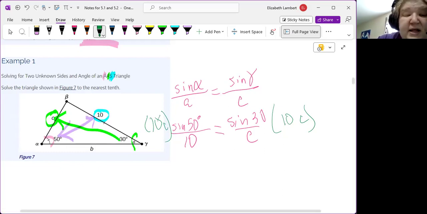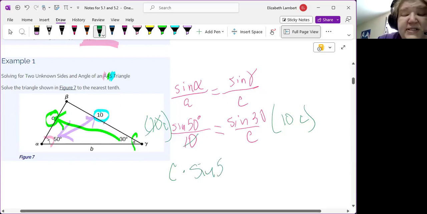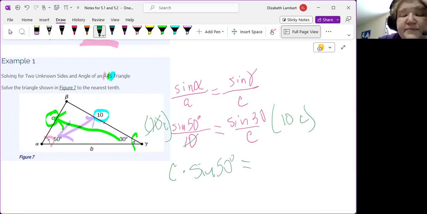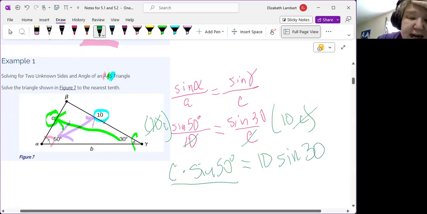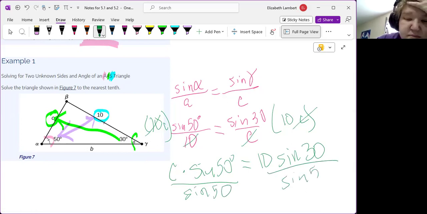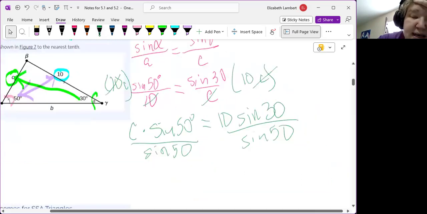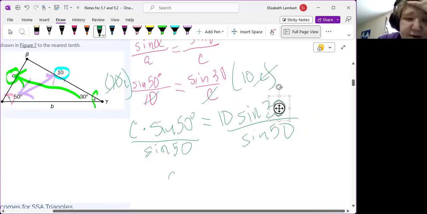And over here on the left, the 10s cancel. So I have c times the sine of 50, which is just some ugly number. And then here the c's cancel, so I have 10 times the sine of 30. And then I divide by the sine of 50. And then this is something I can crunch on the calculator to get the length of side c.